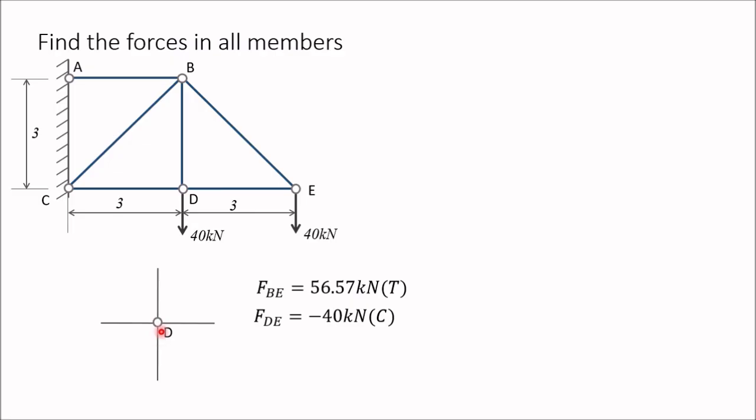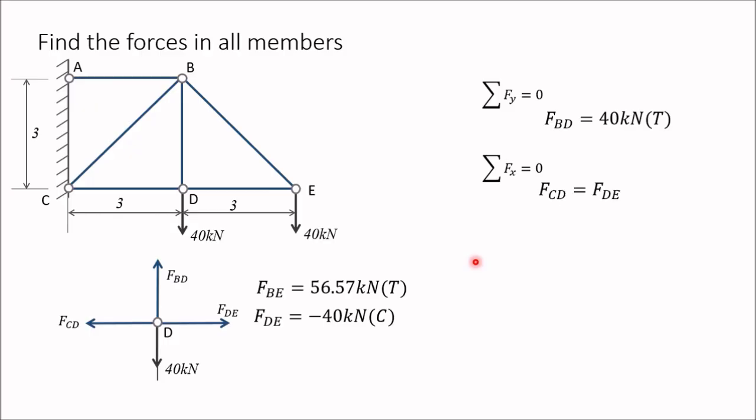So draw FBD of joint D. There are forces: 40 kilonewton vertical downward, force in BD along vertical direction, DE along horizontal direction and CD along horizontal direction. So show these forces. These are the four forces. Now you can apply equations of equilibrium. Sigma Fy equal to 0, so FBD equal to 40 kilonewton. In sigma Fx equal to 0, FCD is equal to FDE. FDE is already known, minus 40 kilonewton. So FCD is also minus 40. So it is also compression member.